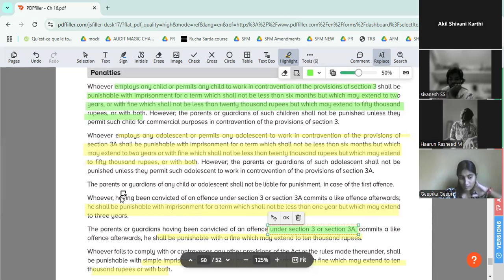Okay. And for other people who have already been convicted of an offense under section 3 or 3A once, that is, they already made a mistake once, the punishment is minimum 6 months jail, maximum 2 years jail, and fine minimum 20,000, maximum 50,000 or both. Even after this, if they do it once again, even after getting caught once, then they shall be imprisoned for a term not less than 1 year, and this jail period can also extend to 3 years. Clear? If they are repeat offenders, this will be the punishment.